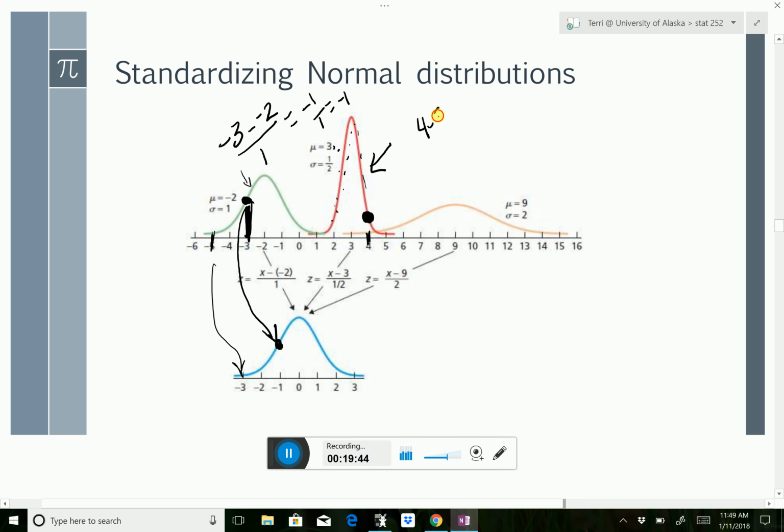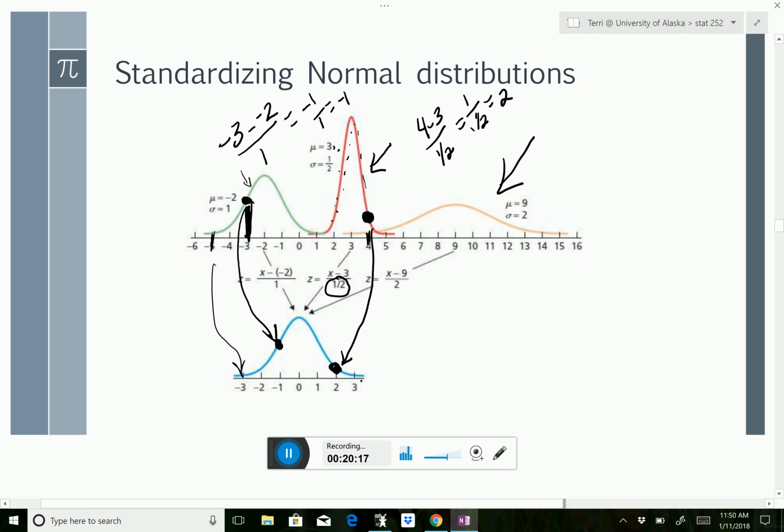So 4 minus 3 divided by 1/2, 1 over 1/2, invert the second number and multiply, is 2. So this will correspond to the 2 on the standard normal curve. Which, again, makes sense because this is moved over 3, and by standardizing it, we're stretching it back out again. We're dividing by 1/2, which is effectively multiplying by 2, so we're stretching it back out to be the standard normal.